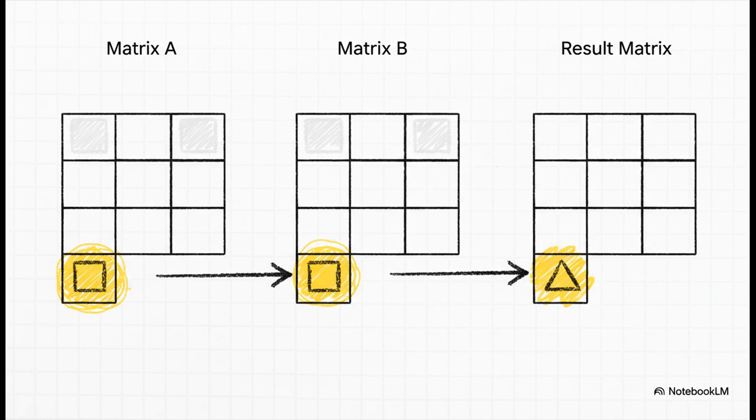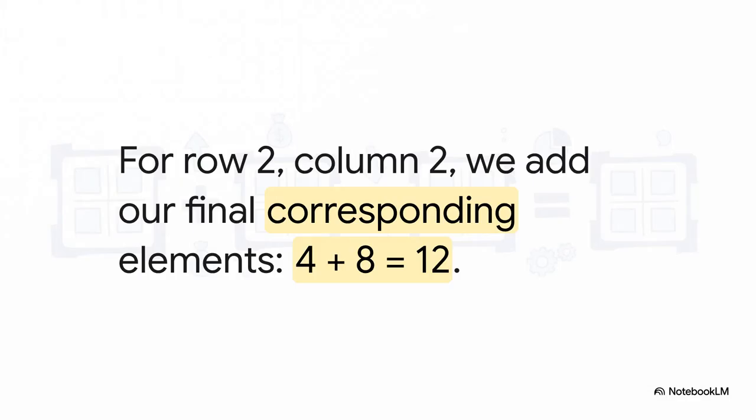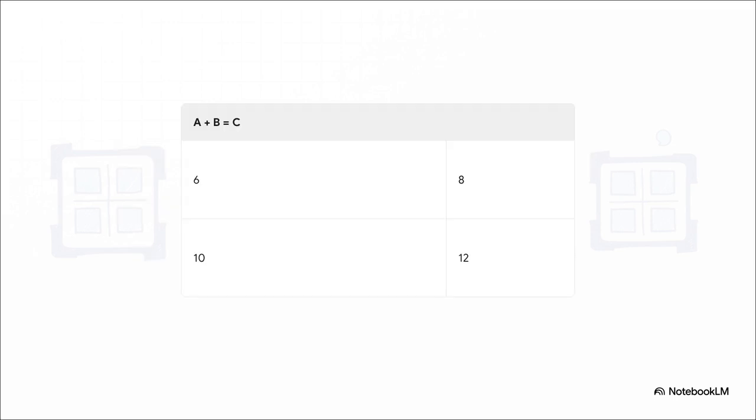Now we just move down to the second row. We'll start in the first column again. So, row 2, column 1. You see the pattern. We grab the 3 from matrix A and its partner, the 7, from matrix B. 3 plus 7 gives us 10. And for the final piece of the puzzle, we look at that last spot, the bottom right corner, row 2, column 2. We take the 4 from A, add it to the 8 from B, and our final element is 12. And just like that, we're done with the calculation. And voila! Here's our final result, which we can call matrix C.